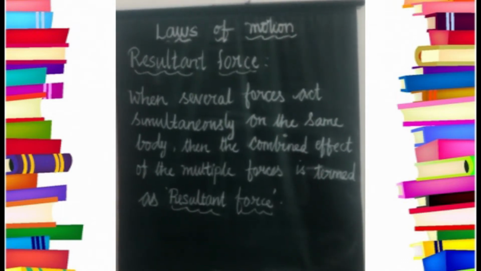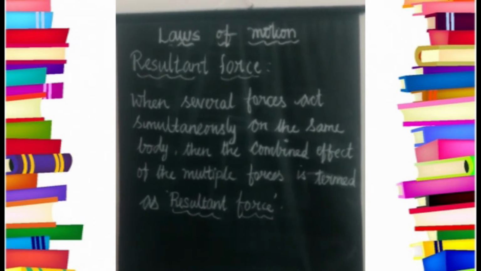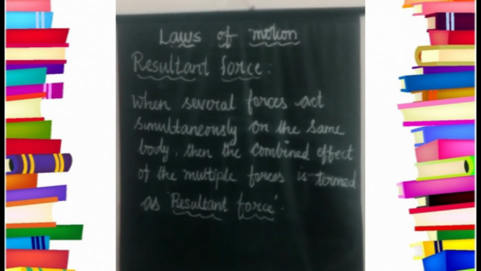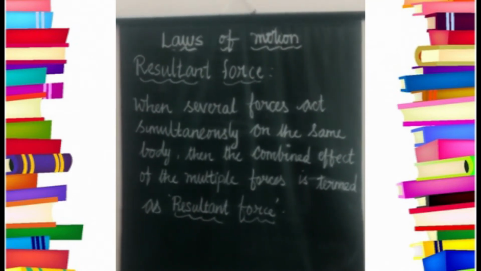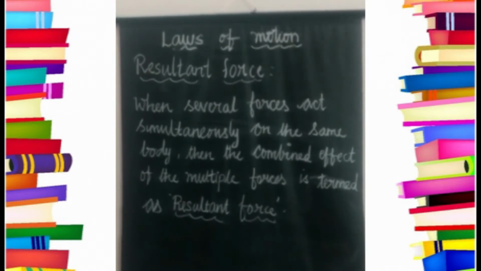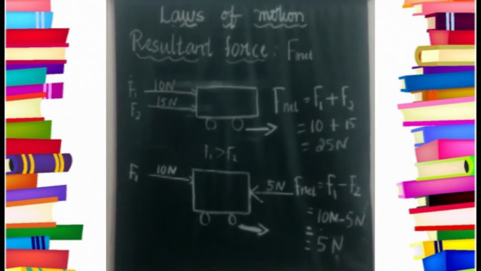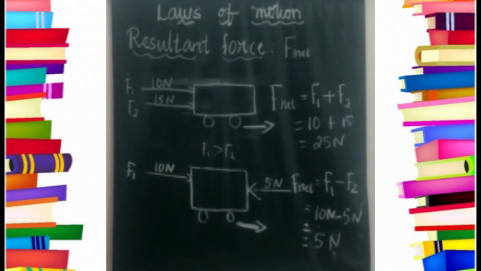When several forces act simultaneously on the same body, then the combined effect of the multiple forces is termed as the resultant force. Yes, when two or more forces act on an object, the resultant force can be found by adding up individual forces. Now let us see how to calculate the resultant force or net force.